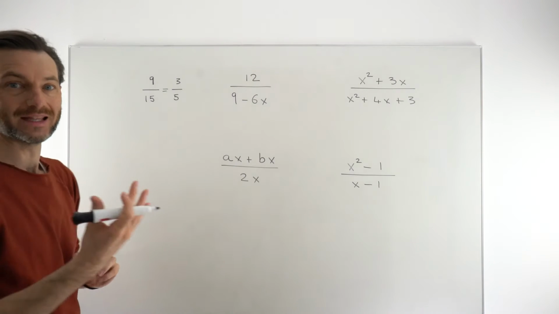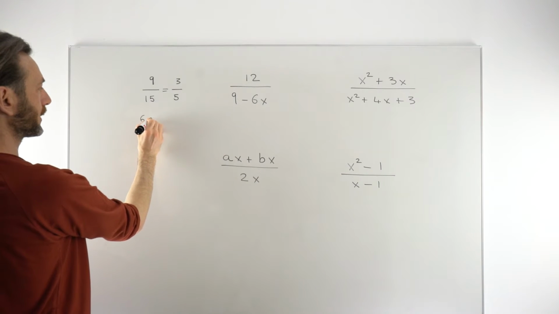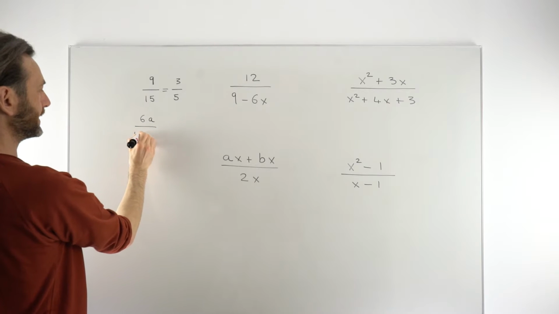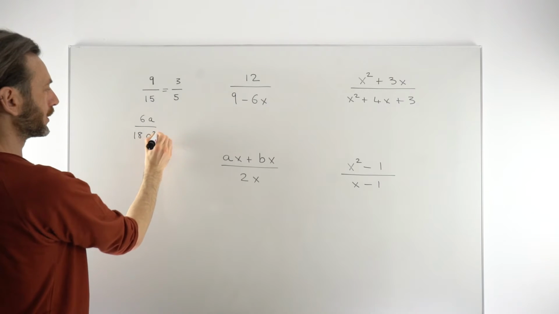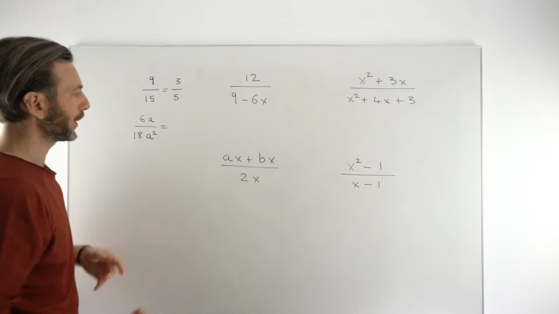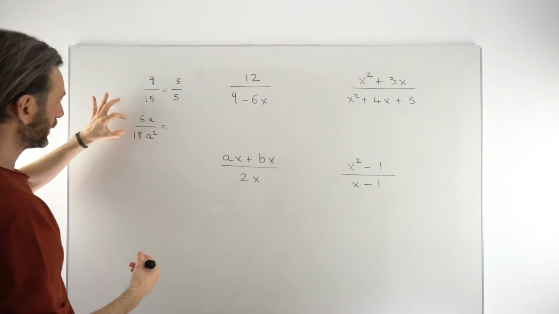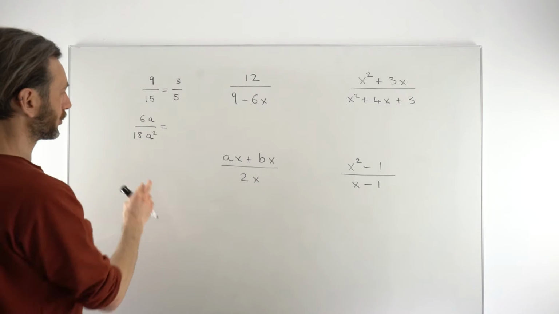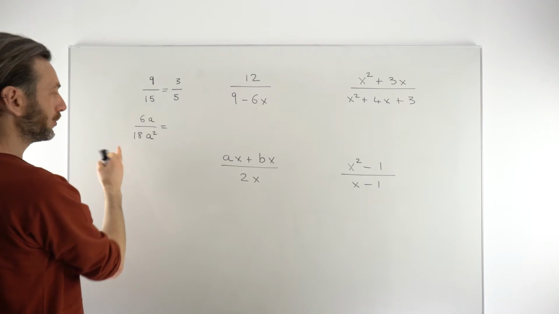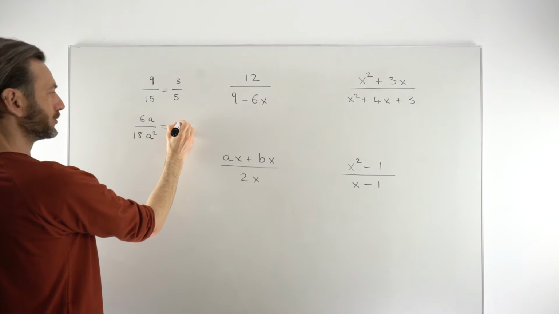If we then extend that idea to an algebraic fraction, so let's say we had 6a over 18a squared. This is now an algebraic fraction, but we can still ask the question, is it in its lowest terms, or can we simplify it down? So we check the numbers and we check the algebraic terms. In the numbers, there's a common factor of 6, so we can divide top and bottom by 6. Let's go ahead and do that.